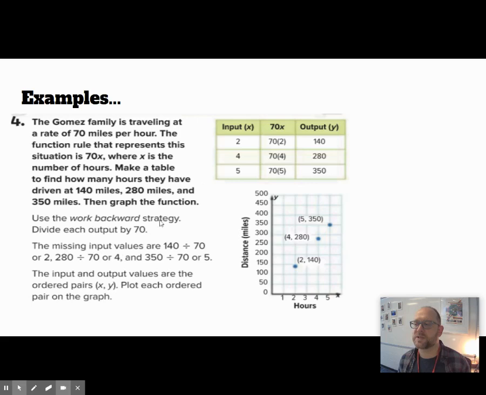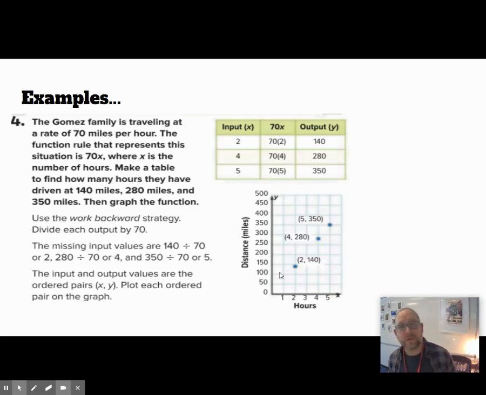So we're going to work backwards like we did before, and we are going to balance the equation to find the input. So as it shows here, we just divide each output or each total, our dependent function, by 70, and that would give us our independent function. It's basically the inverse of our rule, or the opposite of our rule. So if we did that, for the 140 miles, dividing that by 70, we would get 2 hours. For 280 miles, that would be 4 hours, and for 350 miles, if we divided that by 70, we would get 5 hours of driving time.